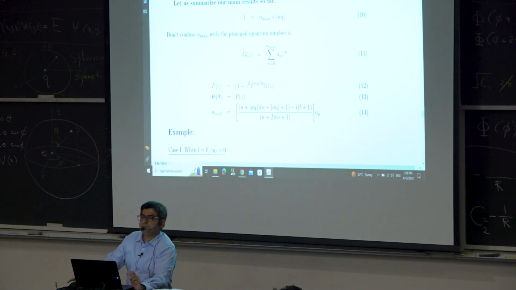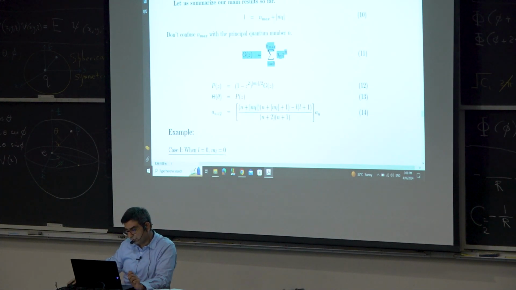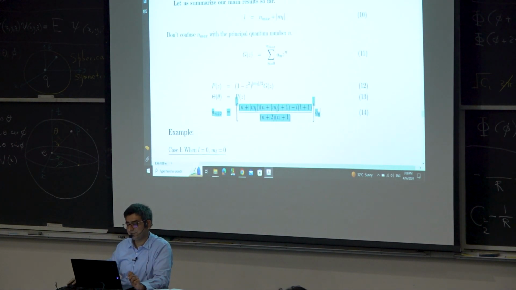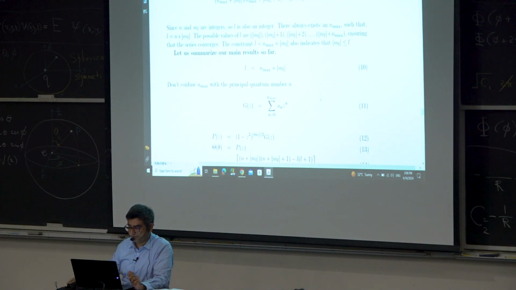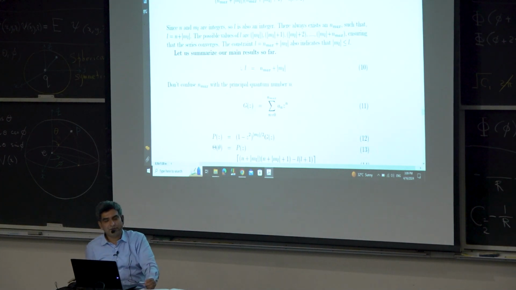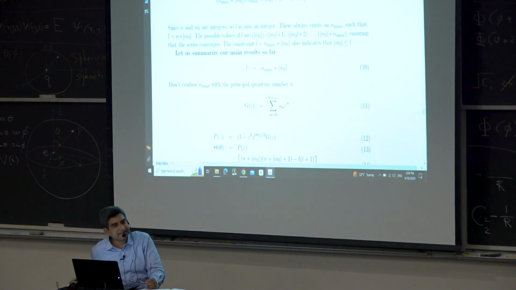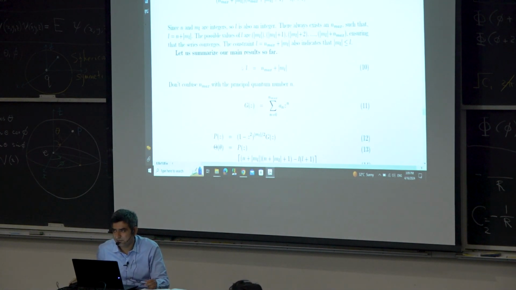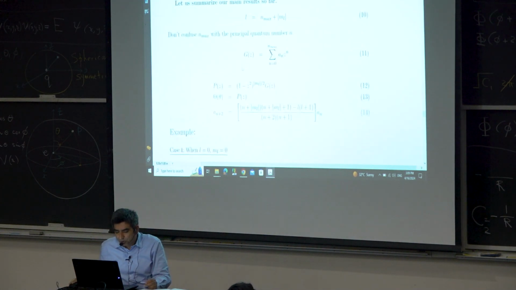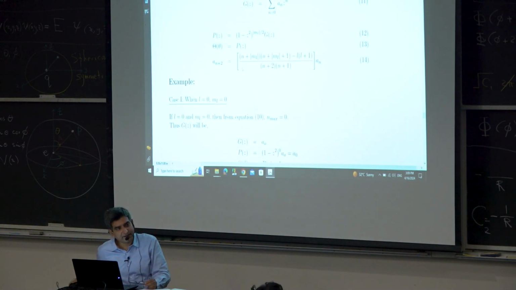Is P, where P is given by this, where G is given by this, and my coefficients in the polynomial expansion are given by this, and there are certain constraints. The constraint is that my L must be equal to a maximum n plus the modulus of my constant ML. And all of this I then exemplify.